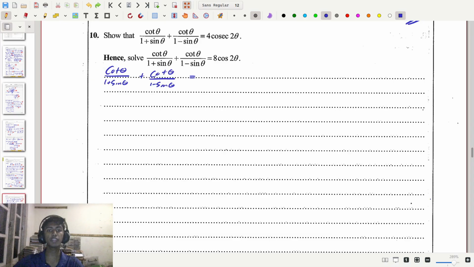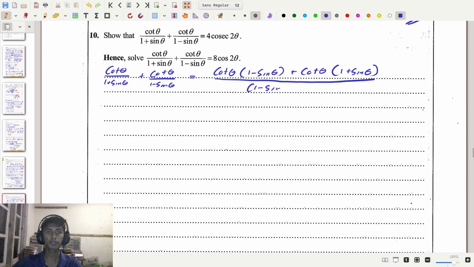If we do this, we're going to get cot theta times 1 minus sine theta plus cot theta times 1 plus sine theta, divided by, on the denominator, the product of the two, which is going to be 1 minus sine theta times 1 plus sine theta. Considering this, on top, if you simplify, we have cot theta times negative sine theta and cot theta times positive sine theta. If we add these two together, they cancel out.